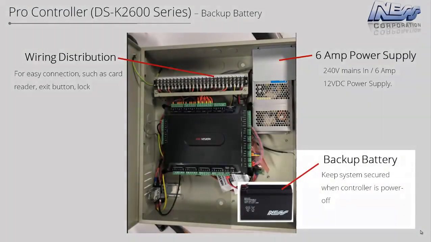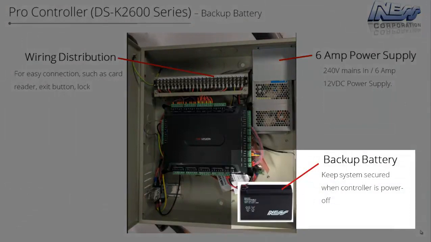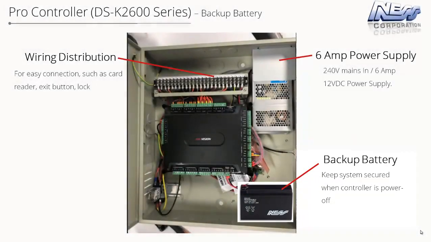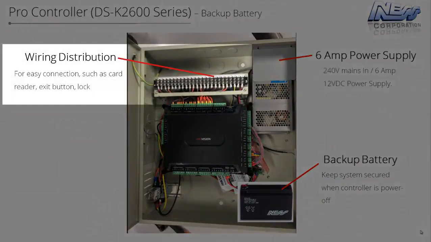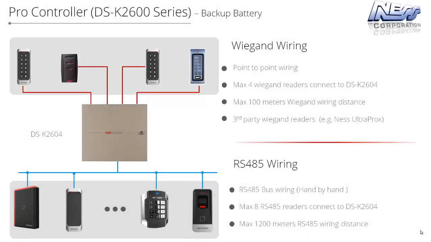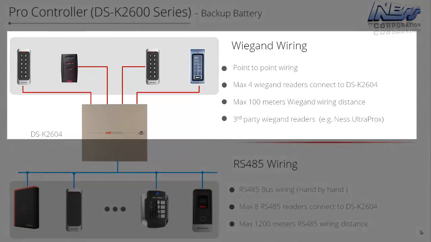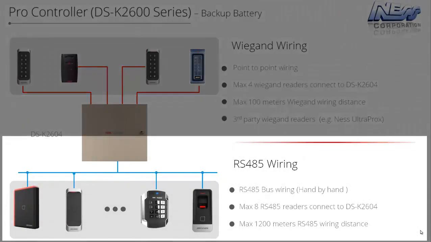There's also a backup battery which is monitored for voltage and current, and to make it easy for installation there's also a wiring distribution terminal, so installers just need to bring in the card readers, exit buttons, locks, etc. direct to this terminal base, and you don't have to mess around with small connectors on the main board. So as mentioned earlier, the controller will support up to 4 Wiegand card readers in addition to 8 RS485 readers.